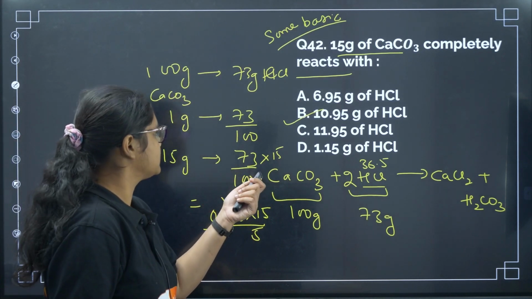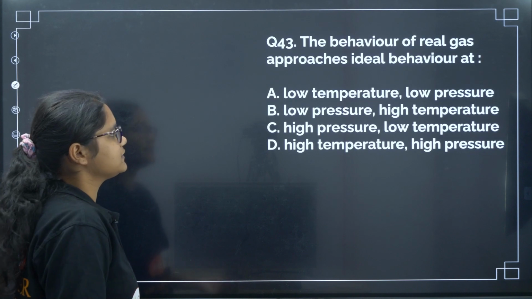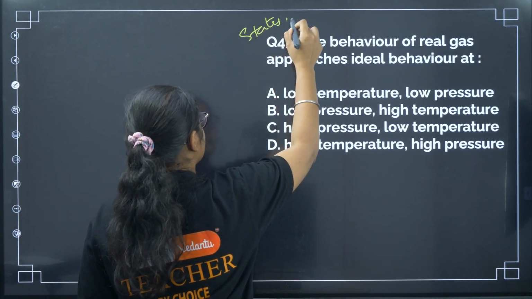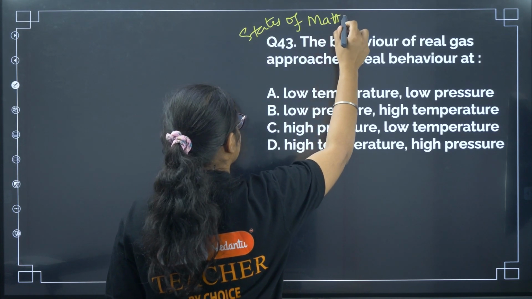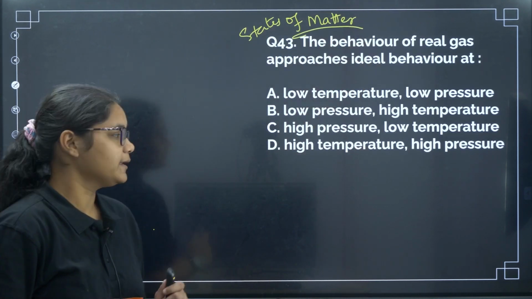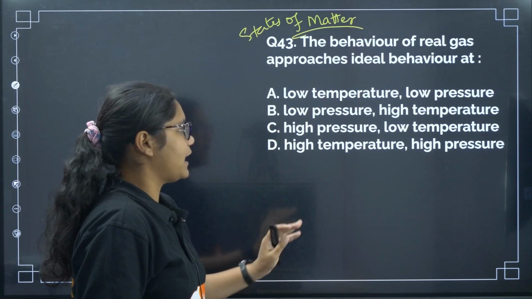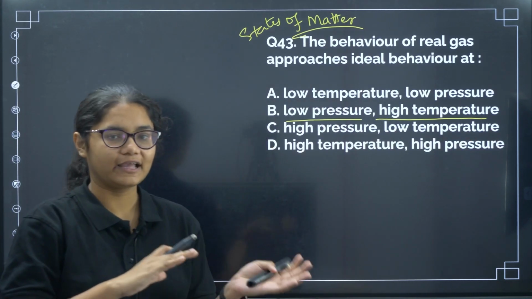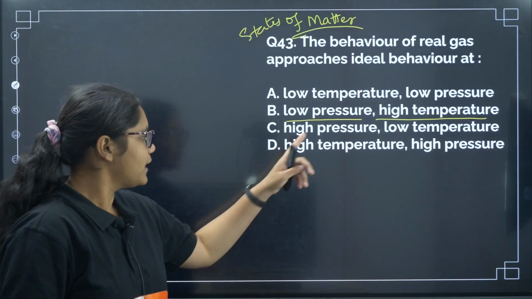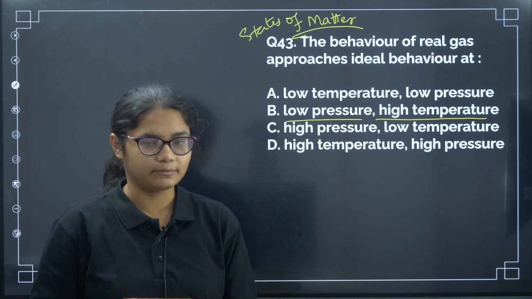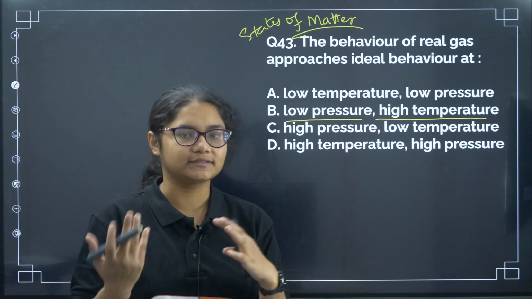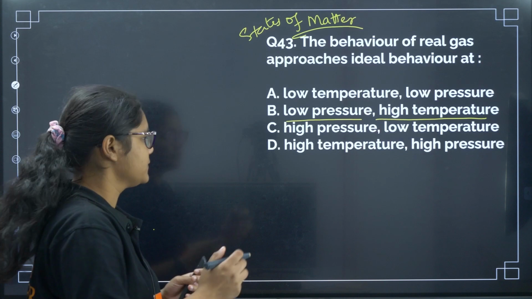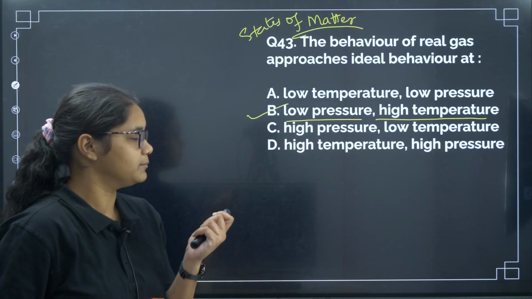Okay, now let us see the next one. The behavior of real gases approaches the ideal behavior. So this one is actually from your states of matter chapter. Okay, ideal gas and real gas. So it approaches ideal behavior at. Whenever there is high temperature and low pressure, the real gas starts behaving as an ideal gas, because at low pressure the force of attraction will be less, and at high temperature also the gases will be far away and the intermolecular forces of attraction can be considered negligible. So the correct answer for this question is option number B.